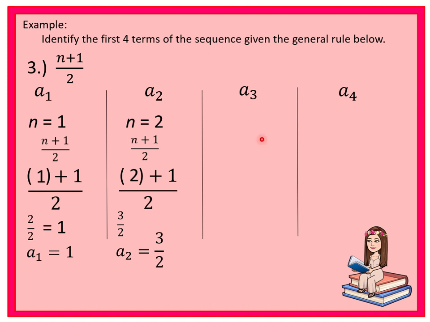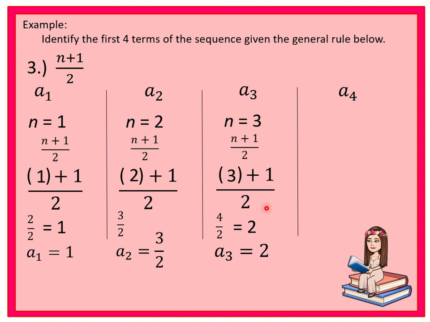Next, proceed tayo sa third term. Ang n natin ay magiging 3. Then, copy yung general rule. And then, copying the general rule, substitute naman natin yung 3 doon sa n. So, imbis na n, magiging 3. Then, plus 1 over 2. 3 plus 1 is 4 over 2. May lowest term ba ang 4 over 2? Meron, and that is 2. Therefore, our third term is 2.